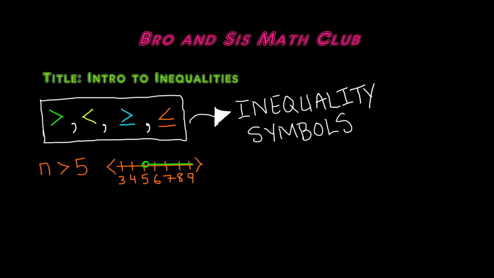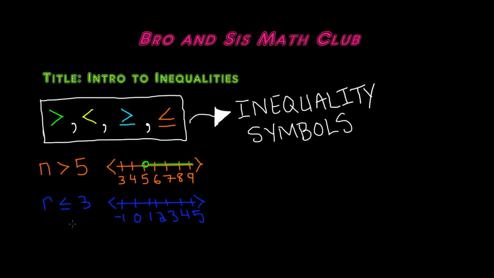So let's go ahead and do another example. Let's say this time we have r is less than or equal to 3. Okay, so let's make a number line. Say our number line starts from -1, 0, 1, 2, 3, 4, and 5. So 3 is in here.